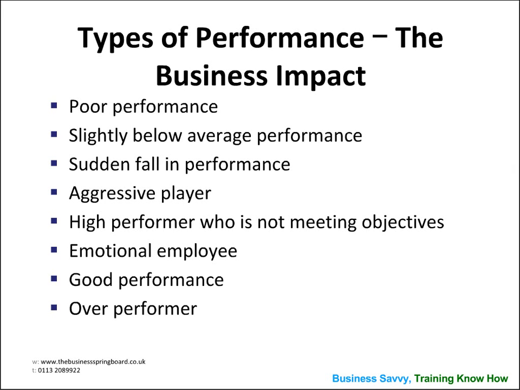A high performer who's not meeting objectives is also very interesting. And this is where I see quite often people will either recruit or move people into a role who are very good at something and move them into a role that's actually not for them. It's kind of square peg in round hole. You can see this in a sales team quite often, where your best salesperson, who's fantastic at sales, is then moved into a sales management role.